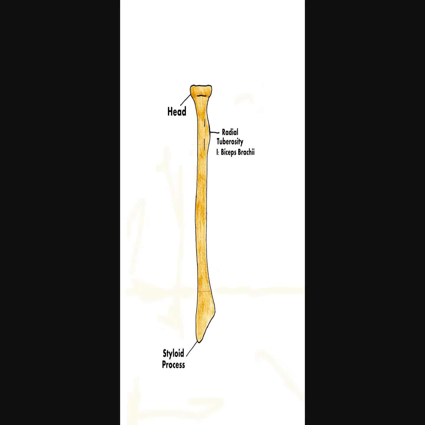Styloid process. So a couple things you need to know. There's one muscle that inserts onto the styloid process of the radius. This muscle originates on the lateral supracondylar ridge of the humerus. I call it the Popeye muscle. That's the muscle that Popeye has that kind of sticks out quite a bit. It actually has the word radial in the name. This is the brachioradialis.